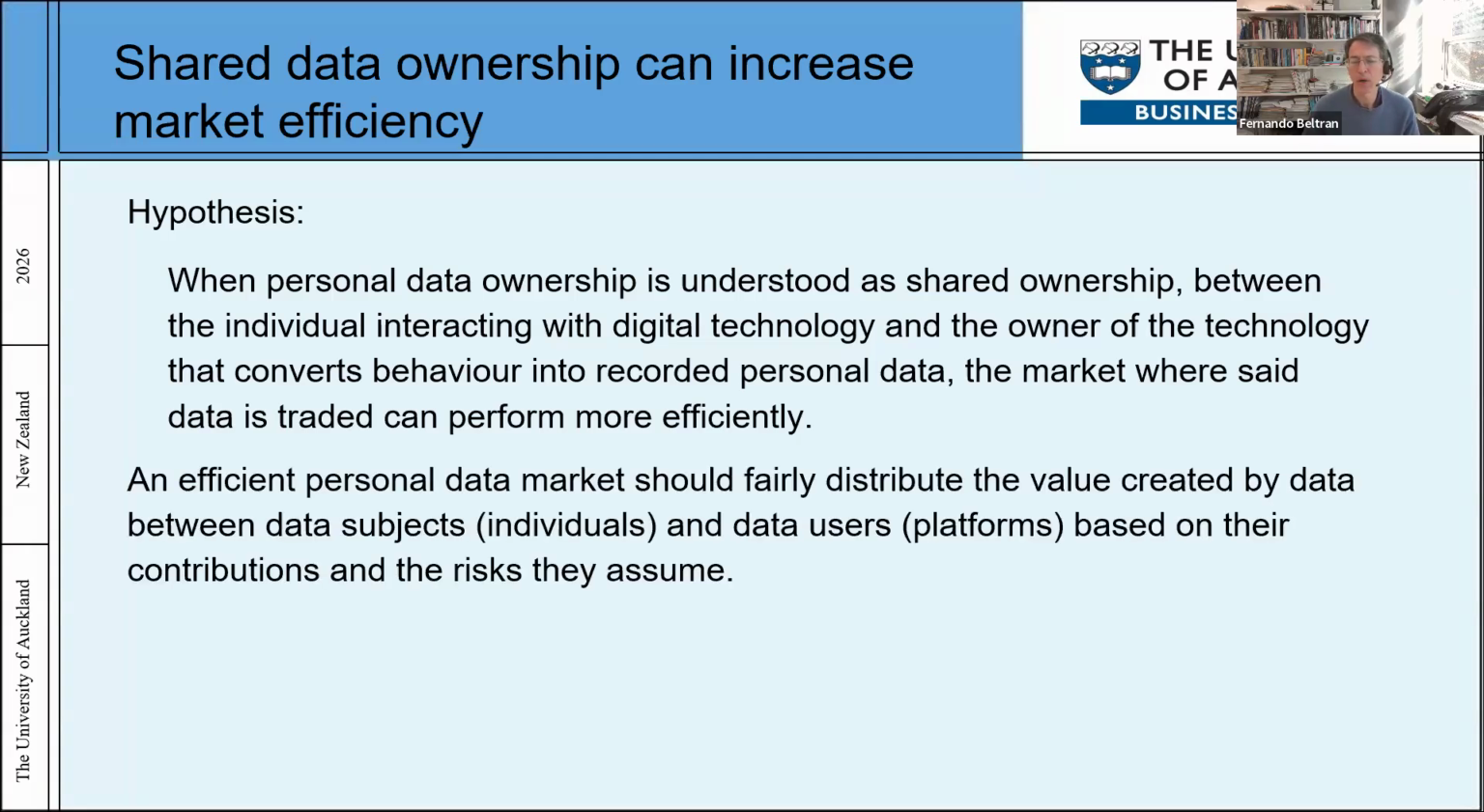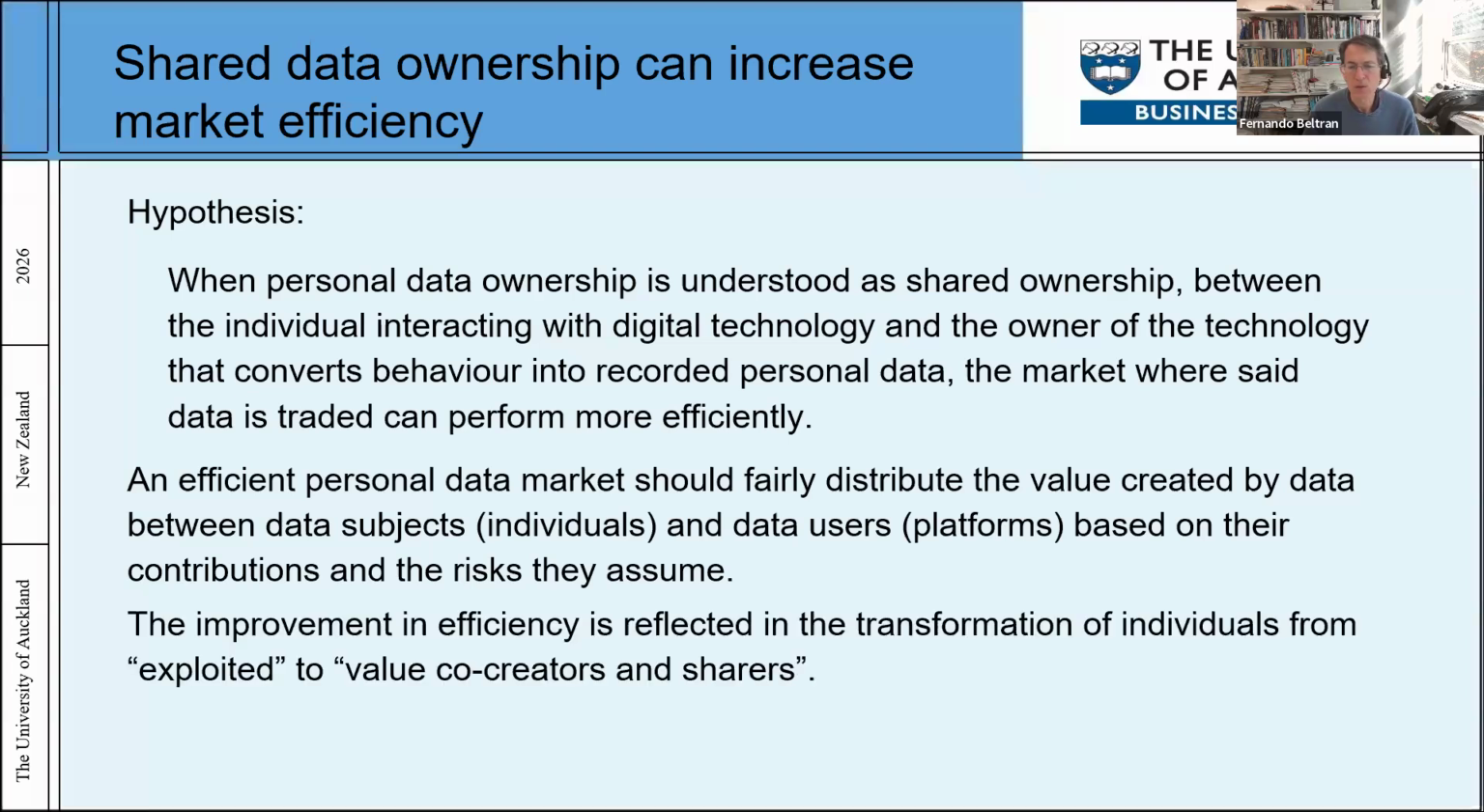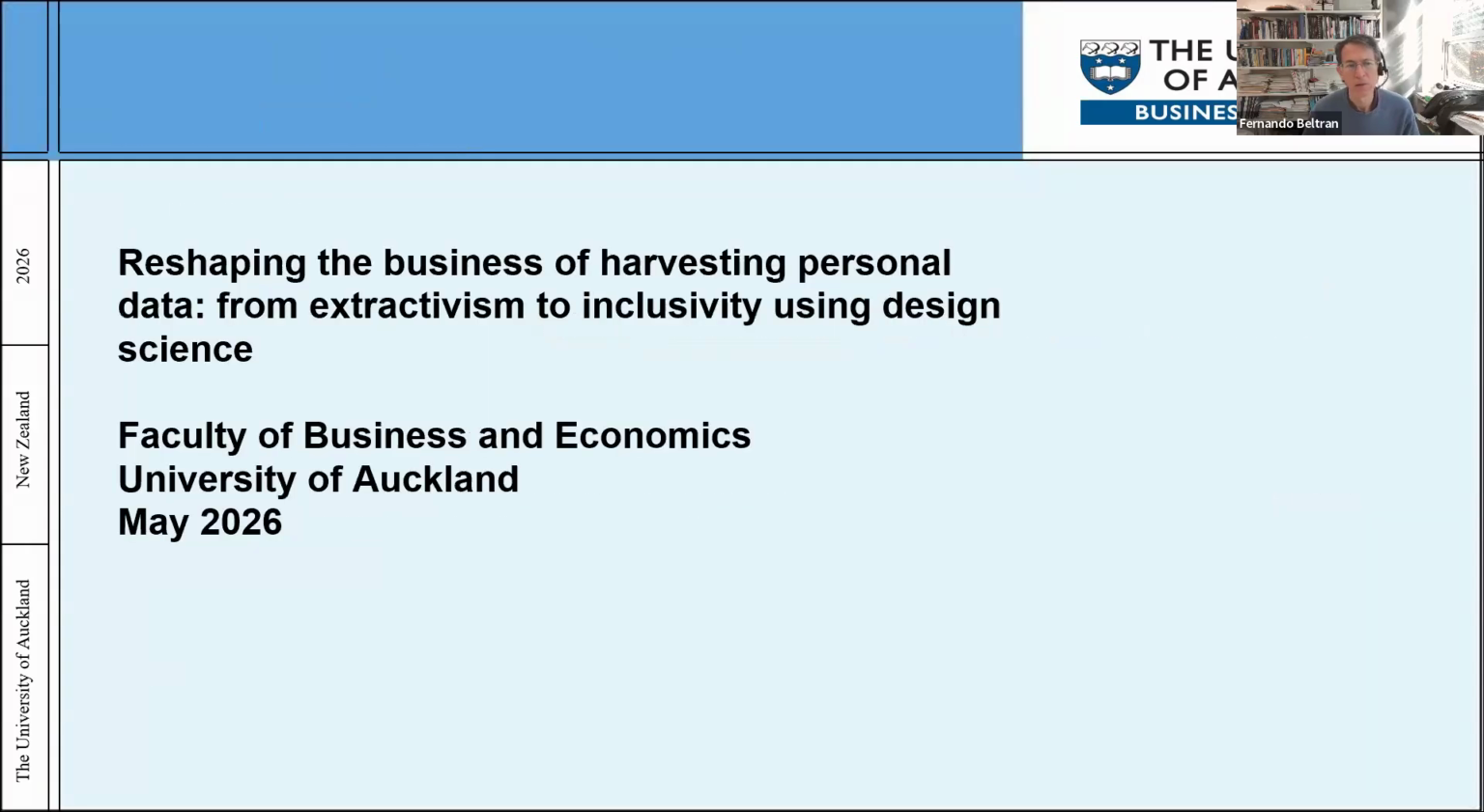An efficient personal data market should make a distribution of value that is created by such data between the individuals and the platforms, those that produce the data and those that use and trade the data, based on their contributions and risks they assume. The improvement in efficiency is reflected in the transformation of individuals from exploited to value co-creators and sharers. That is reshaping the business of harvesting personal data from extractivism to inclusivity using design science.